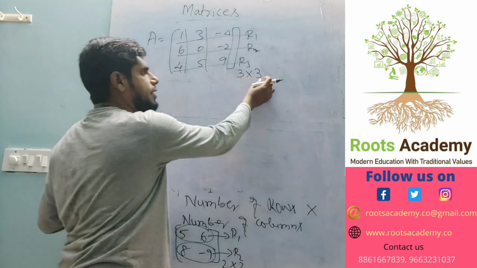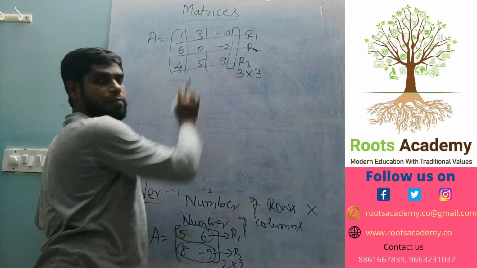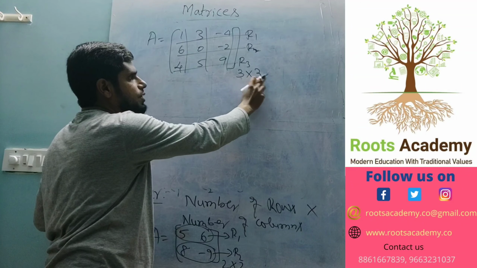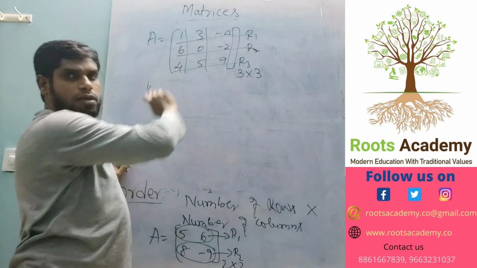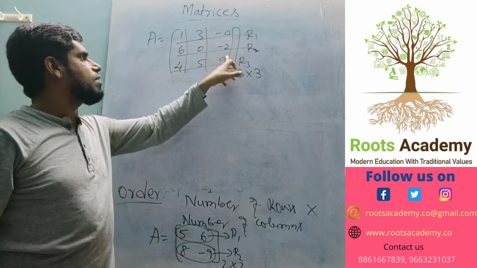And this completely tells about the number of elements. If I multiply this 3 into 3, I'll get totally 9. So 9 is nothing but our elements of the matrix.